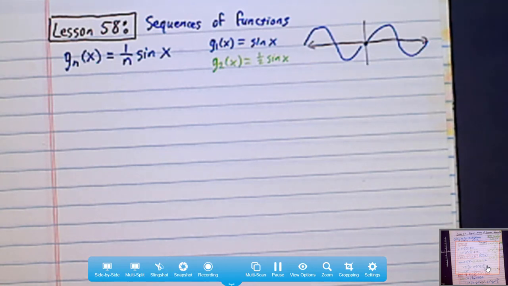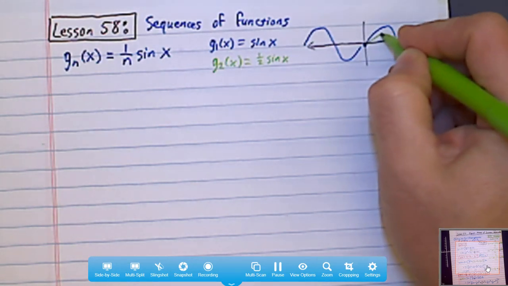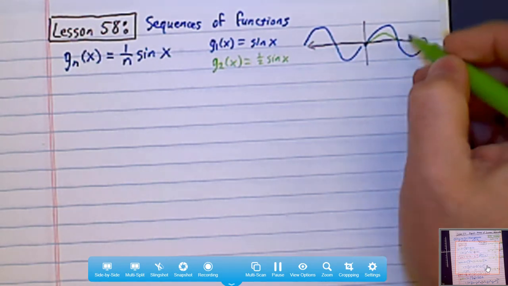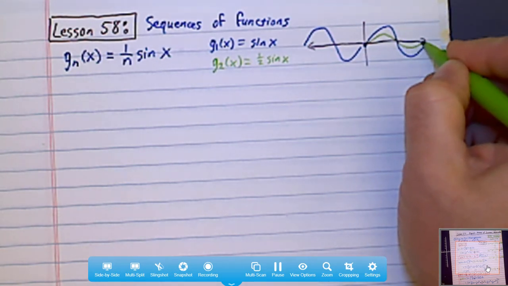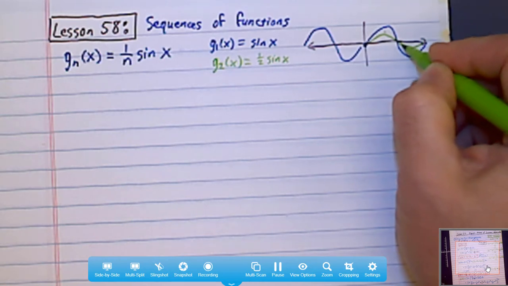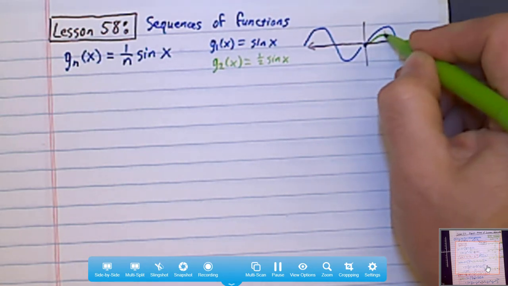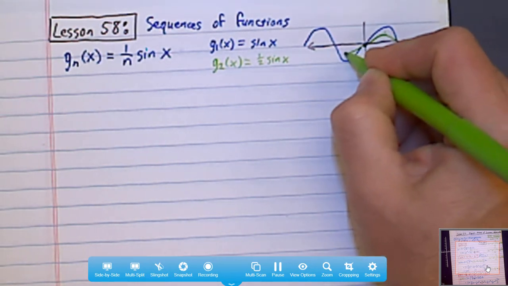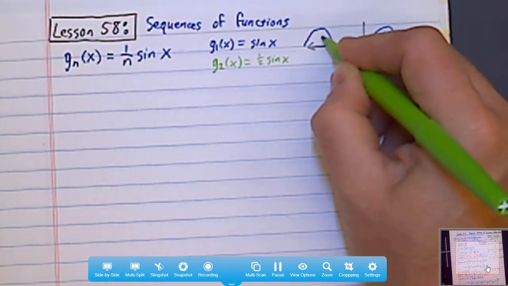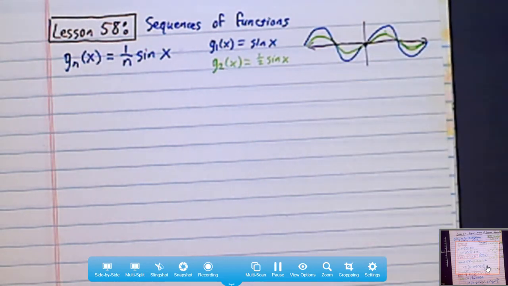And then if I were to graph g2 of x, what does it look like? Same period, but different amplitude. So it's going to have the same zeros, same period. It goes down to -1/2 and up to +1/2. And of course, if I did g3, it would be a little bit smaller of a wave, right? You start to understand what's going on here.